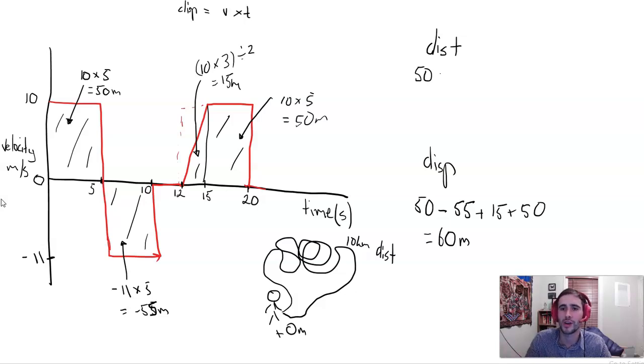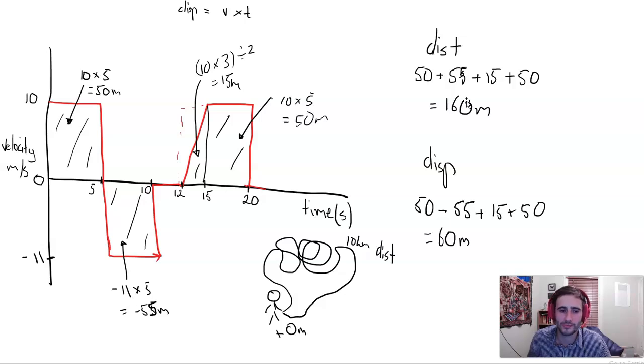So for a distance, we're going to add 50, then the 55. So it's a positive 55, not a negative 55, plus 15, plus 50 there. And what we'll end up with is 100, 160. I think that's right. Yeah, sure. Maybe. If I'm wrong, you'll find out. But that's what we've got.